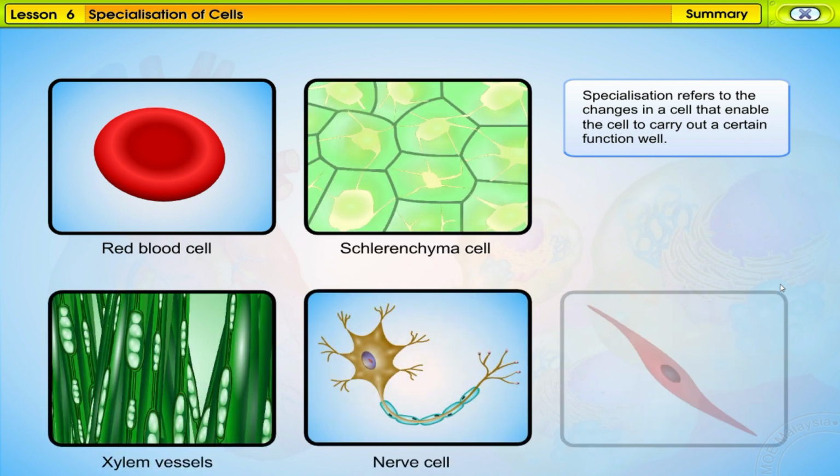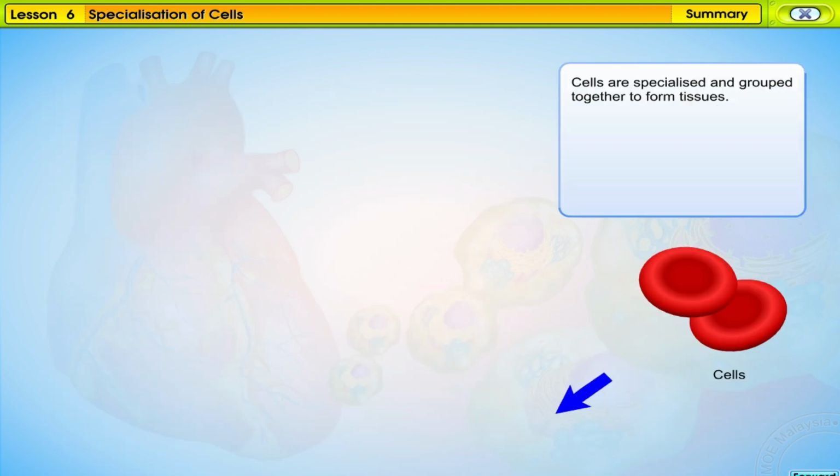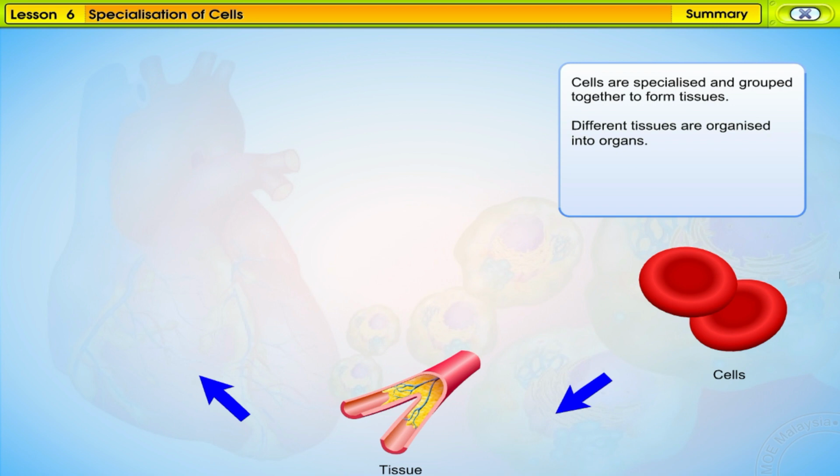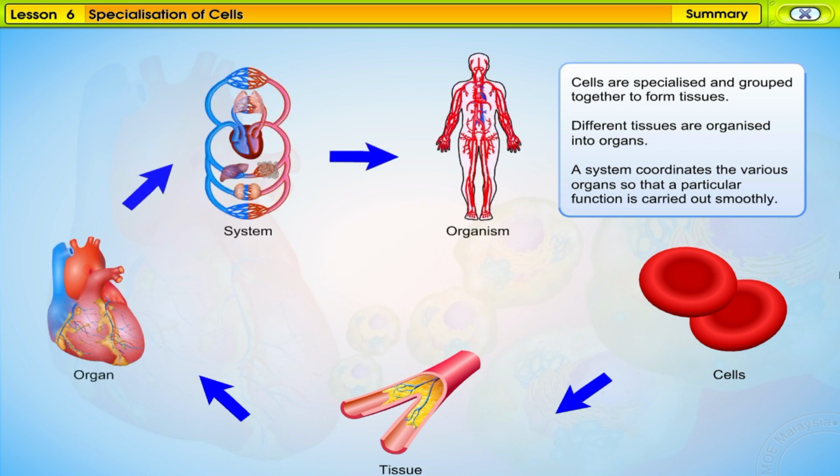Specialization refers to the changes in a cell that enable the cell to carry out a certain function well. Cells are specialized and grouped together to form tissues. Different tissues are organized into organs. A system coordinates the various organs so that a particular function is carried out smoothly.